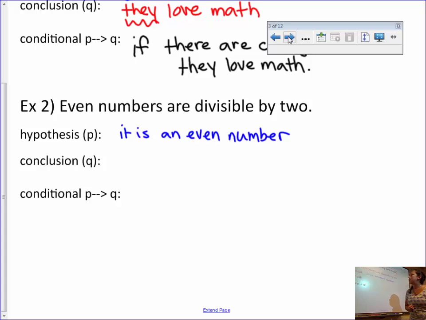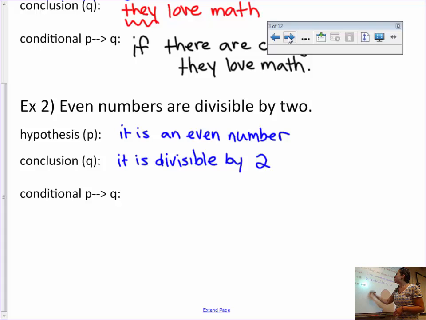Okay, so my conclusion is going to be that it is divisible by 2. So what's going to be my conditional statement? I'm going to say if it is an even number, then it is divisible by 2.